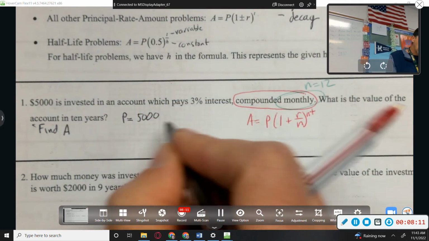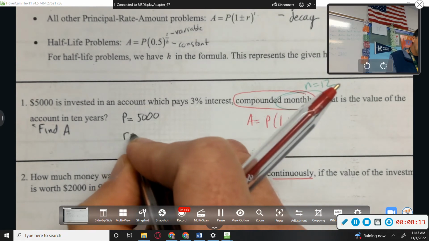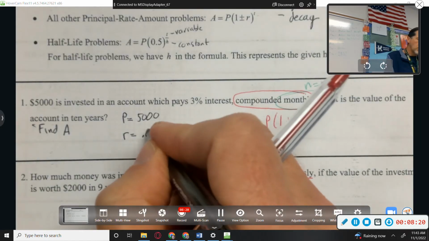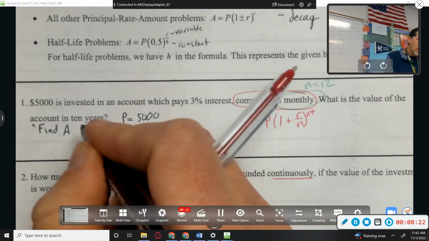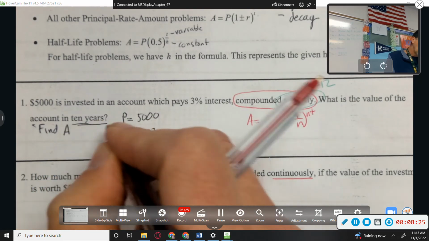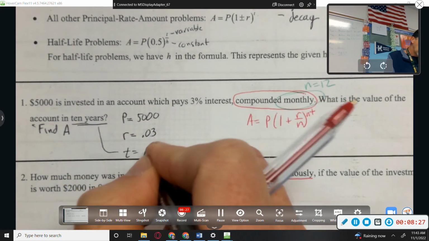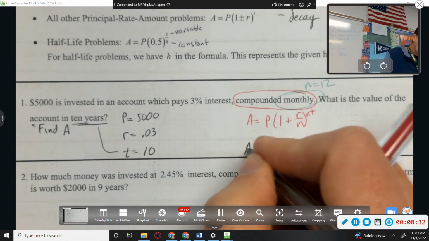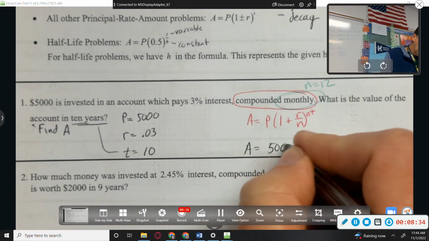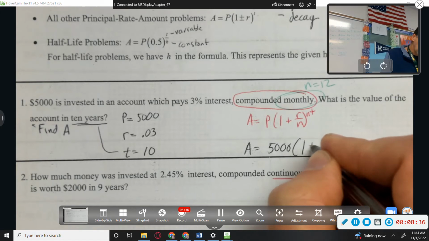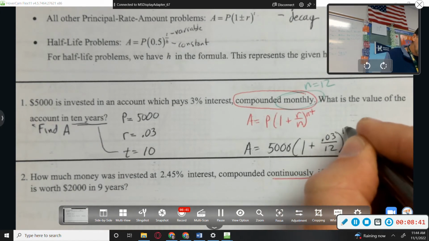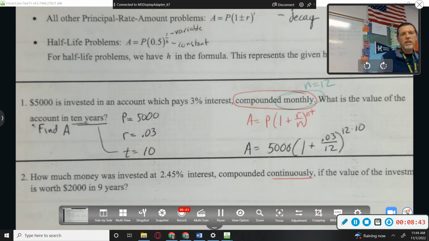What's this 3%? The rate, sort of. Right, what are we going to plug in for 0.03? And in 10 years, that's the time. T is 10. So the after is $5,000 times 1 plus 0.03 over 12 to the 12 times 10.